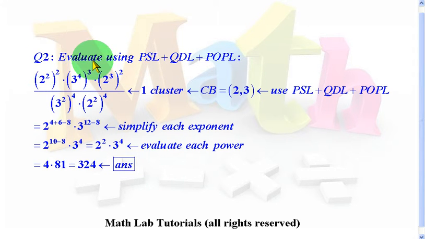Q2. So we're going to be using all 3 laws concurrently to evaluate this expression over here. Again, we notice that we have a single cluster, so we only have to worry about one cluster. And of course, exponent laws only apply to one cluster at a time. If we scan this cluster carefully, we notice that the common bases are 2 and 3. And we're going to use all 3 laws concurrently to simplify the expression.